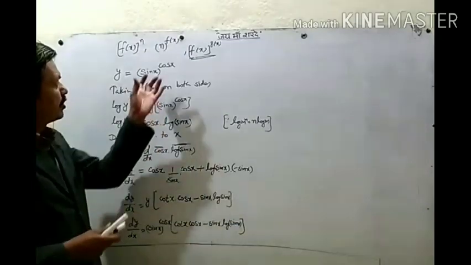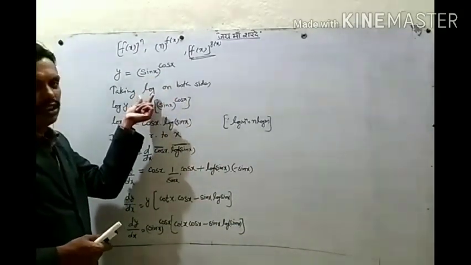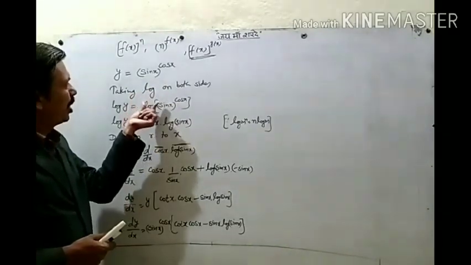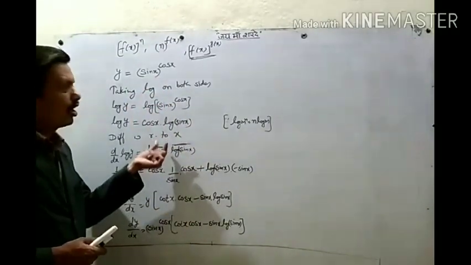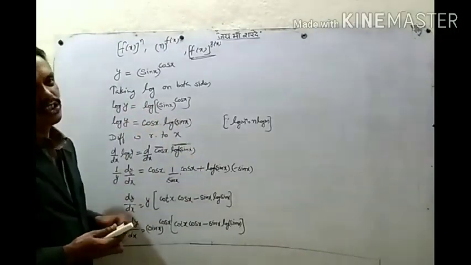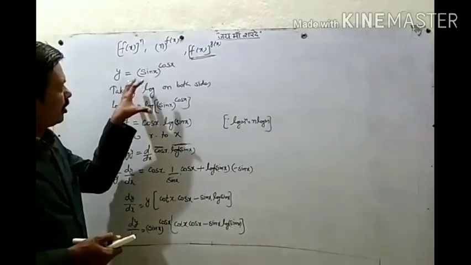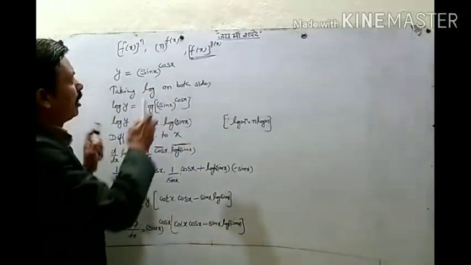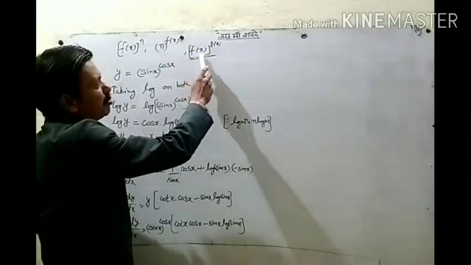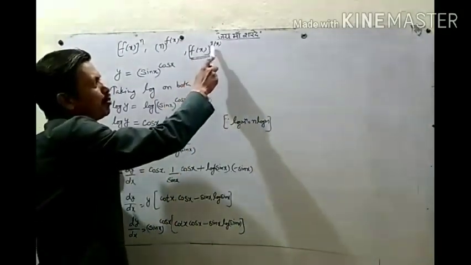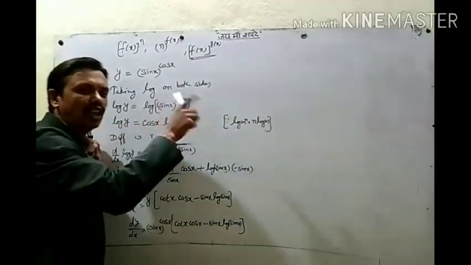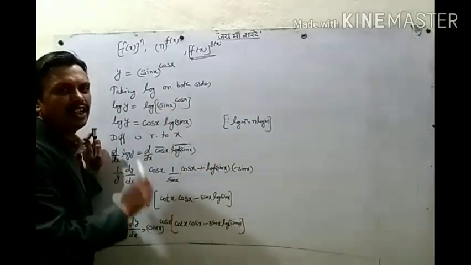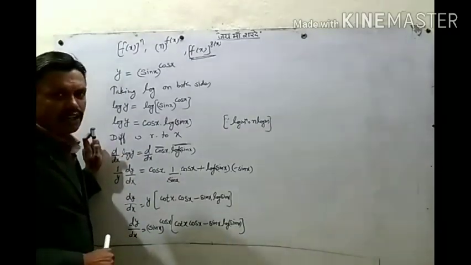So in this function we used log. To find its derivative we have to use log. That's why this differentiation is called logarithmic differentiation. This is applicable when your function is in the form of f of x to the power g of x. When both base and power are functions of x, then we have to use log to find its derivative. We will see some more questions.